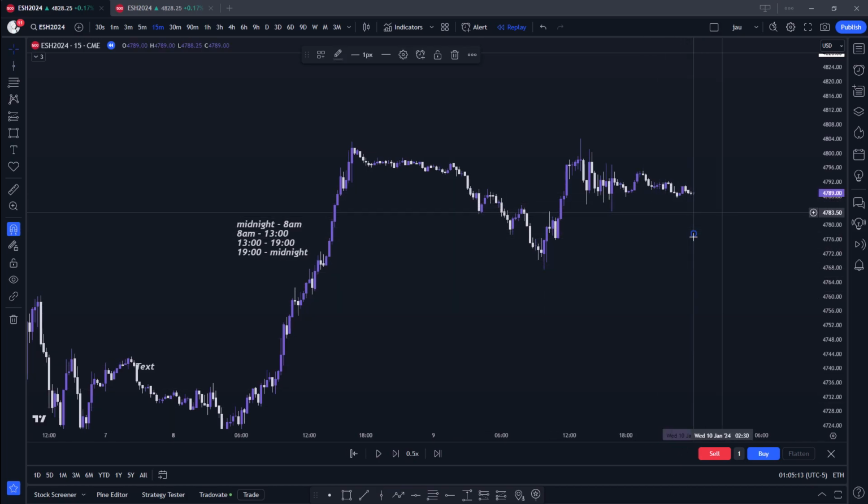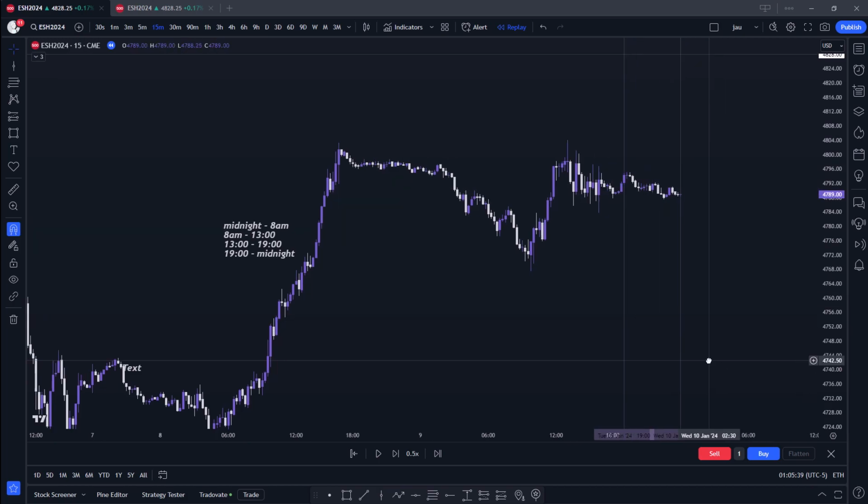So I draw out my vertical line. I'm using the vertical line tool on TradingView. But notice here at the bottom, we have 7 p.m. to midnight. Which means there is another time frame between 7 p.m. and midnight. 7 p.m. is residing over there, right?